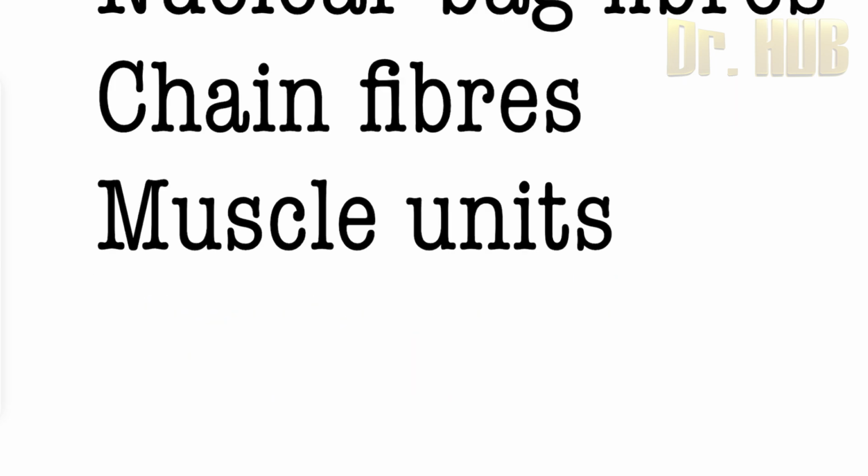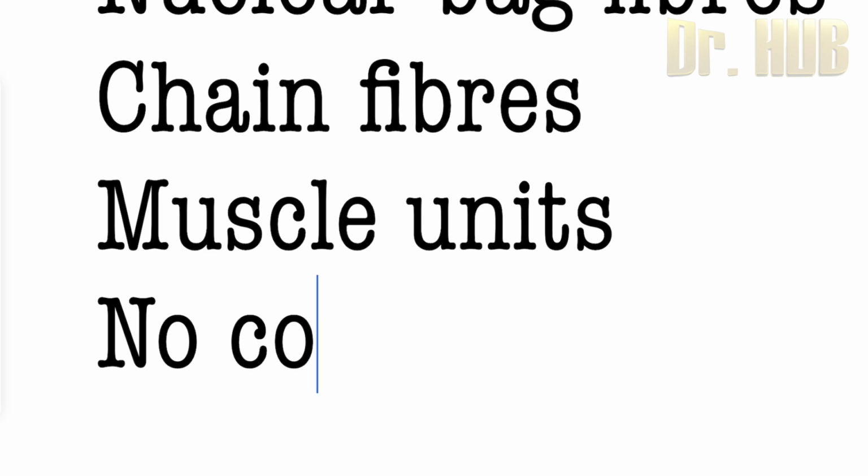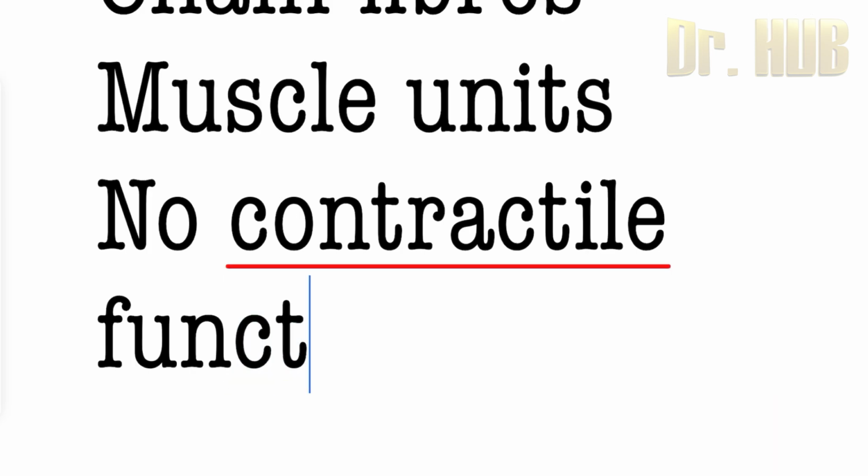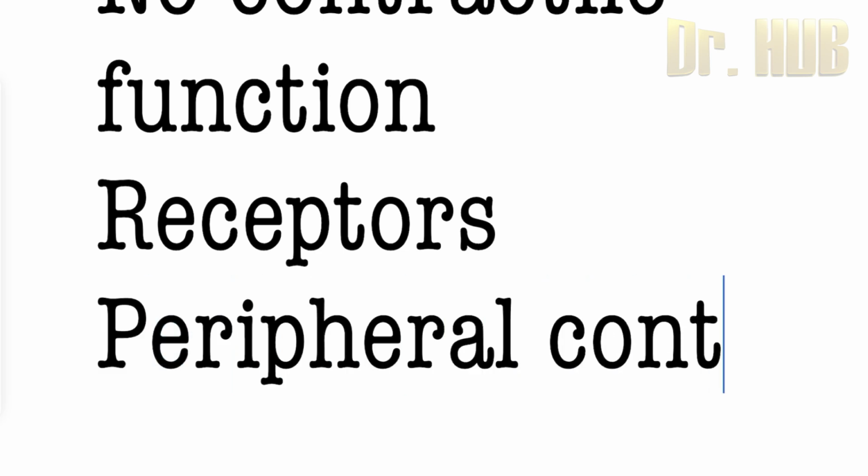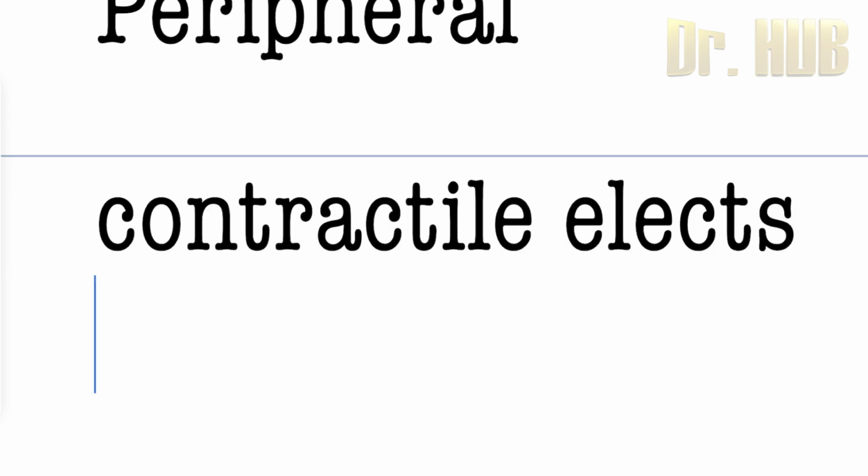Next, the intrafusal fibers are parallel to the extrafusal fibers but have no contractile function. The central non-contractile part of the muscle spindle contains the receptors, whereas the peripheral part contains the contractile elements. So the peripheral part has the contractile elements.